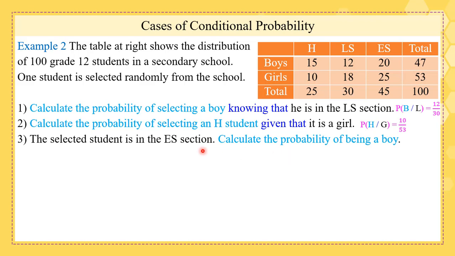Now this is a third type. The selected student is in the ES section. Calculate the probability of being a boy. Here also we have two events such that one of them occurred before the other.